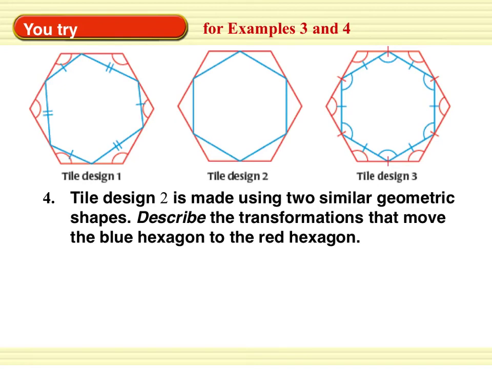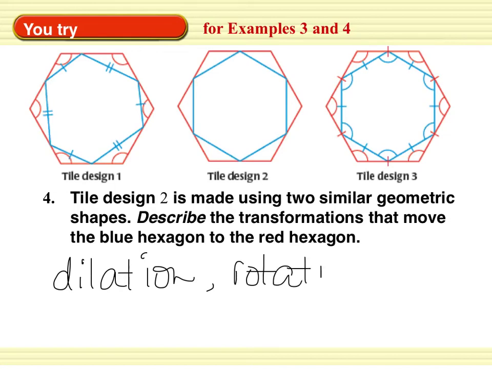Next question. Tile design 2 is made using 2 similar geometric shapes. Describe the transformations that move the blue hexagon to the red hexagon. So this one says that they are similar. So I believe we do a dilation. It got made smaller, shrunk in a little bit. We don't know what the scale factor is. We don't have any measurements. A dilation and a rotation.